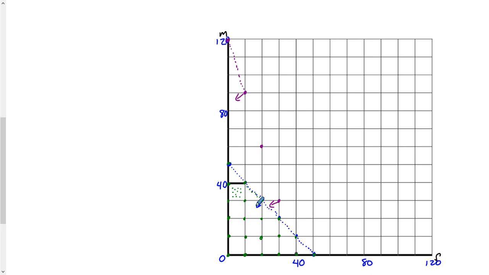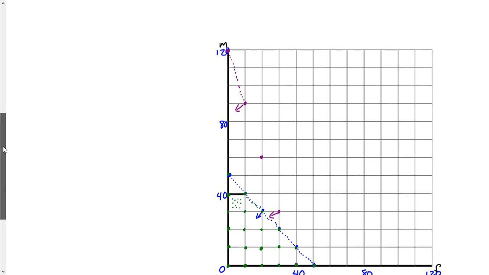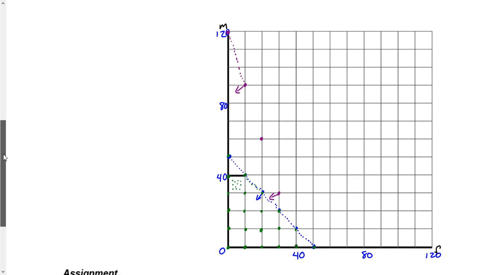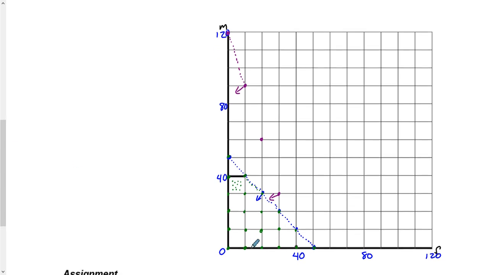But we have less than both of these lines. So what are some possible solutions? Well, if we have full day kids, morning day kids, let's deal with it. See, this one, what is that point? That would be 30 full day and 10 morning.